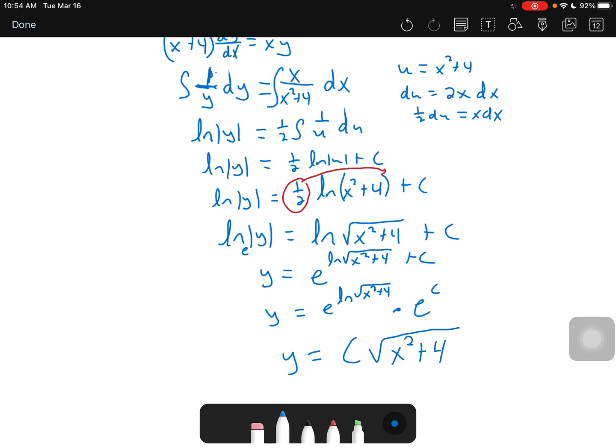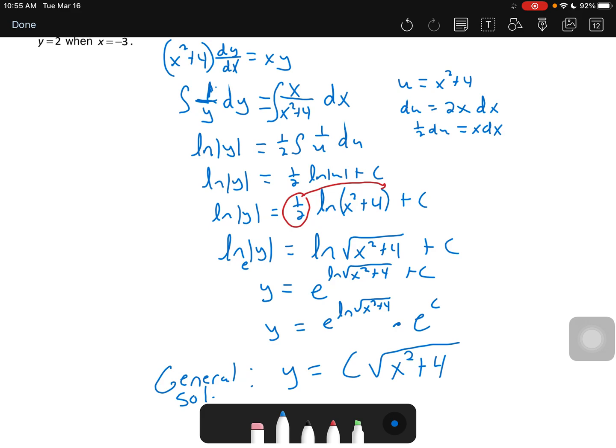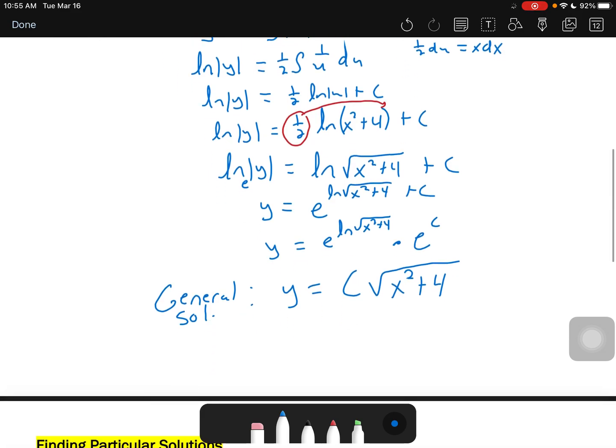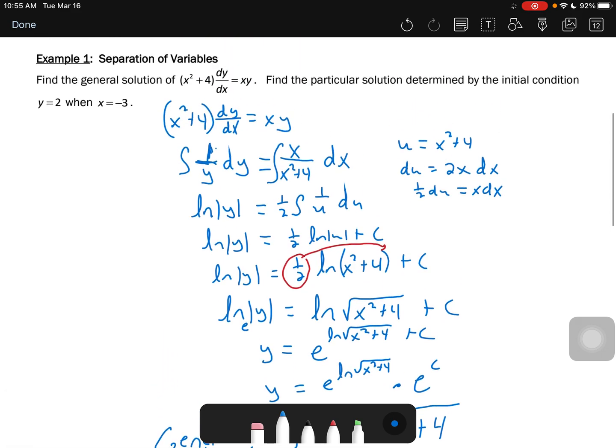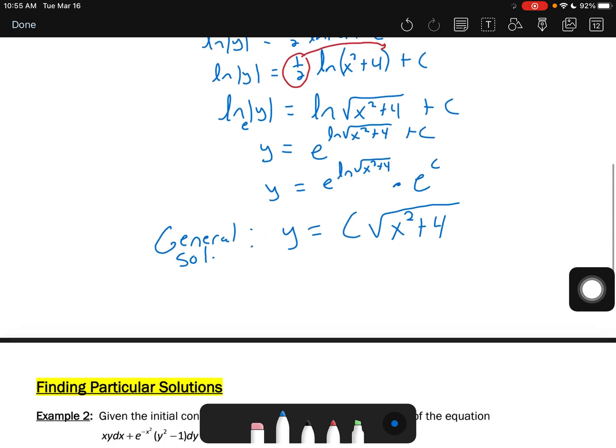Okay, now this is my general solution. This is what I would call a general solution. Now I also need to find the particular solution. To get the particular solution, I'm going to plug in the initial conditions that I was given: y equals 2 and x equals -3.